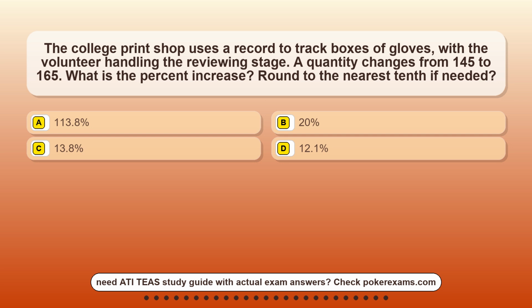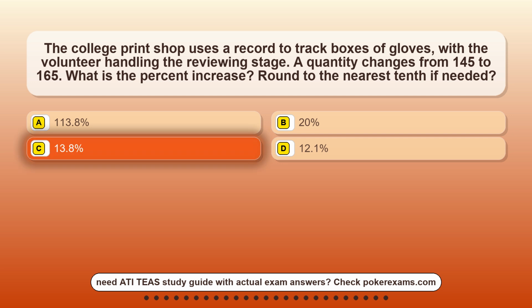Question 5. The college print shop uses a record to track boxes of gloves, with the volunteer handling the reviewing stage. A quantity changes from 145 to 165. What is the percent increase? Round to the nearest tenth if needed. Option A, 113.8%. Option B, 20%. Option C, 13.8%. Option D, 12.1%. The correct answer is option C, 13.8%.